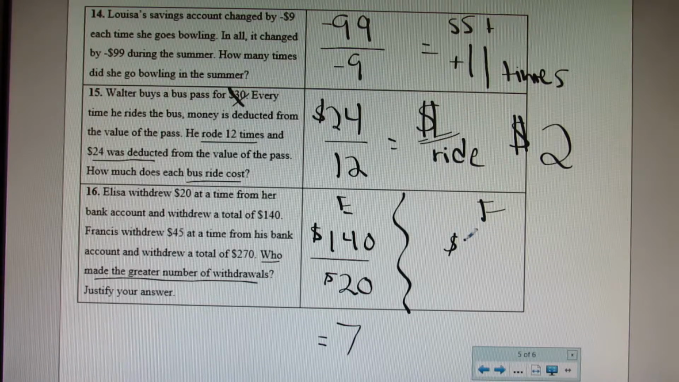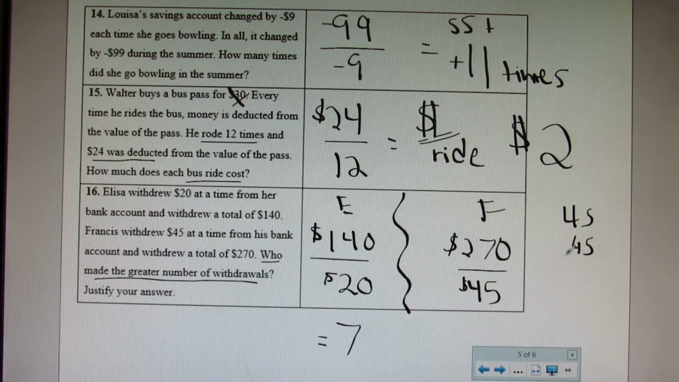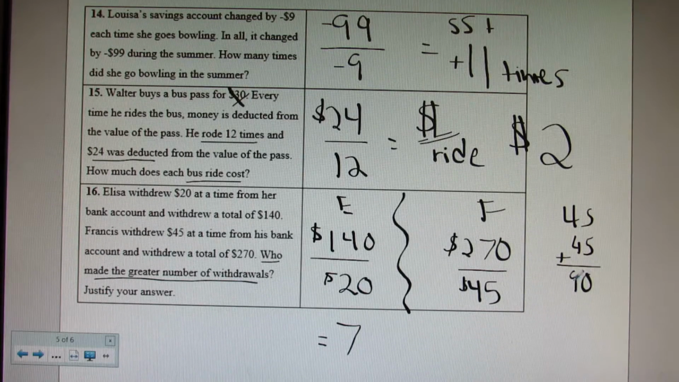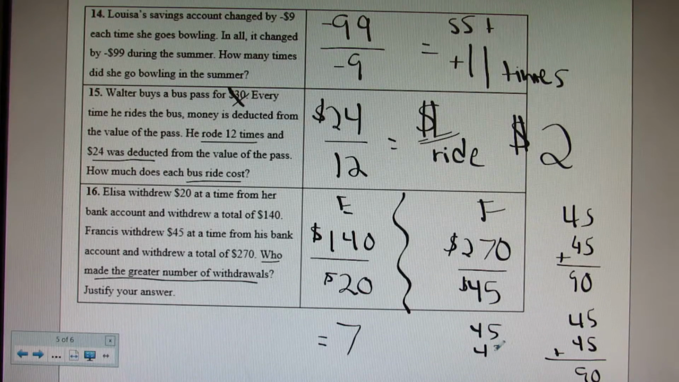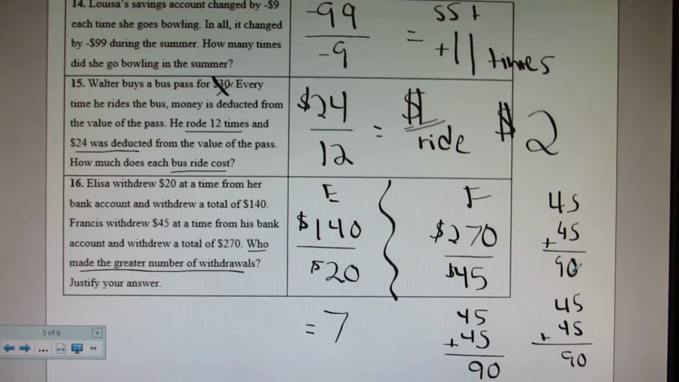Francis withdrew $270 and withdrew it at $45 each time. Now, I don't know about you, I don't know my 45 times tables, but I can add until I get there. 45 plus 45 is 90. Now I know my 9 times tables. 9 goes into 27 3 times. So I would need another set of 90 right here. And I would need one more set of 90. 90 plus 90 plus 90 makes 270.